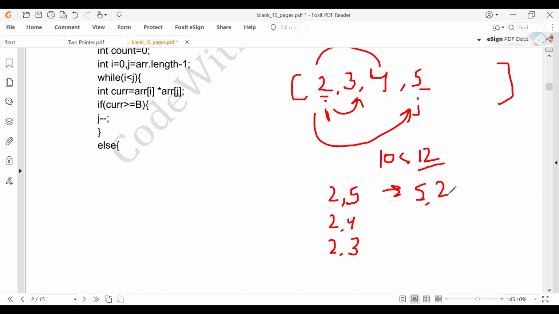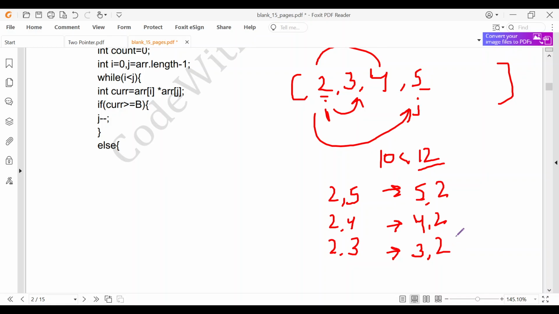It means 5 and 2 should also be a valid pair. It means what? It means 4 and 2 should also be a valid pair. If 2 and 3 is a valid pair, it means what? It means 3 and 2 should also be a valid pair.